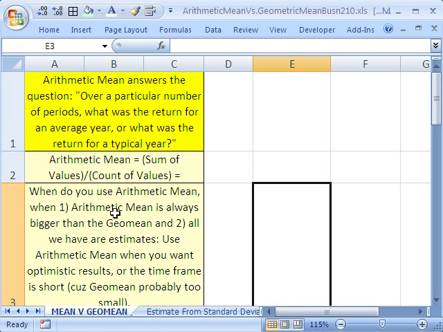Now, the question is, in finance, when to use the arithmetic mean? Well, first, arithmetic mean is always bigger than geomean. And second, all we have are estimates, right? So we have to pick our estimates. When do you use the arithmetic mean? Use it when you want optimistic results. Oh, yeah, because the arithmetic mean is always bigger. Or the time frame is short, because geomean would probably be too small.